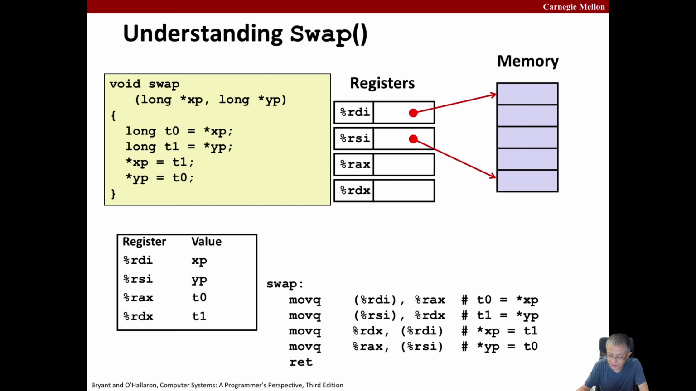So to understand the swap, the RDI points to the memory. This will be the variable xp. This is the variable yp. So the RDI points to variable xp, and this points to yp, right?